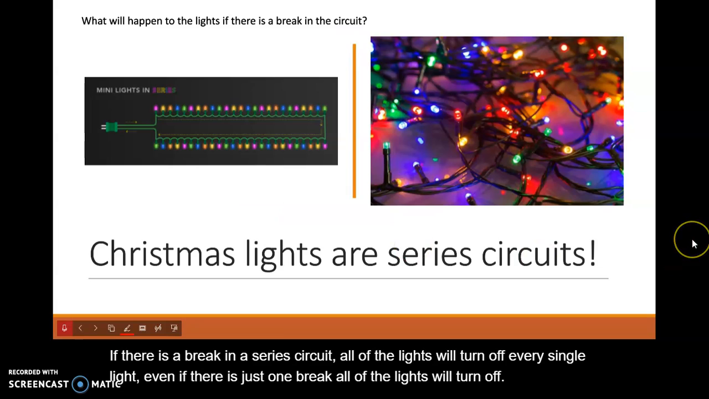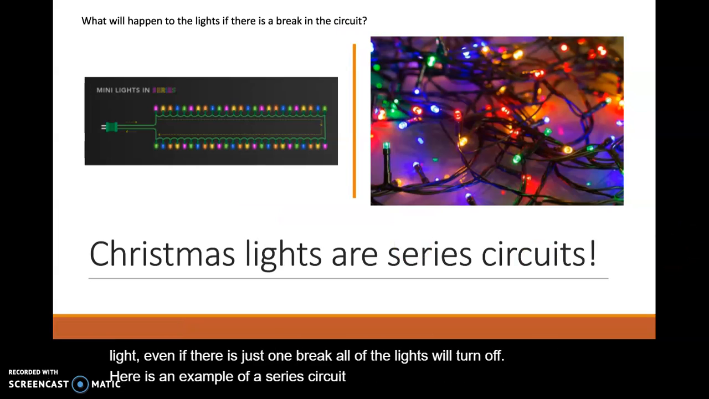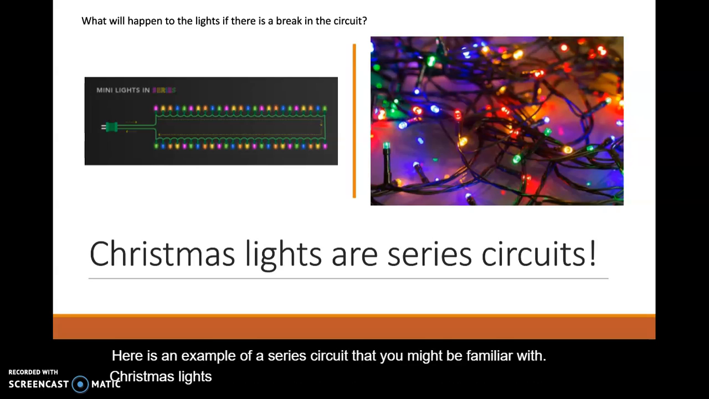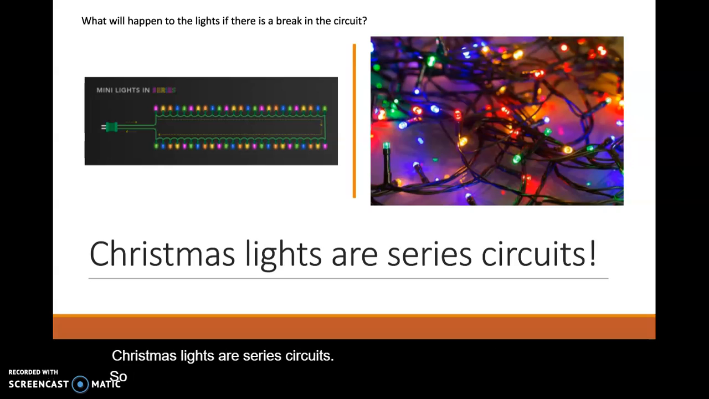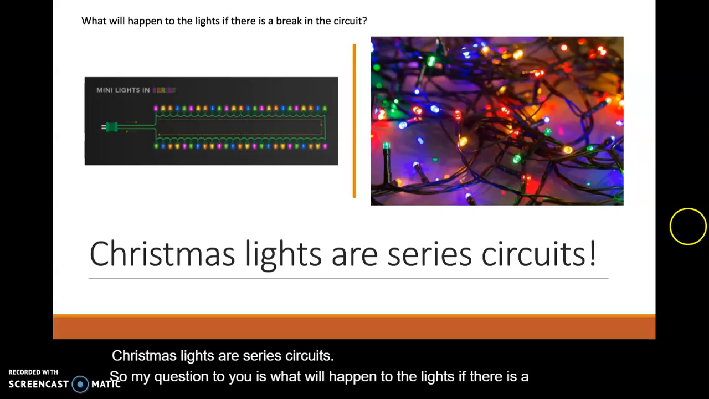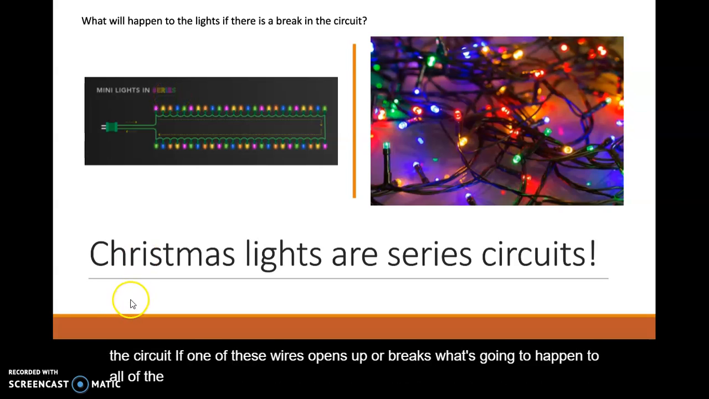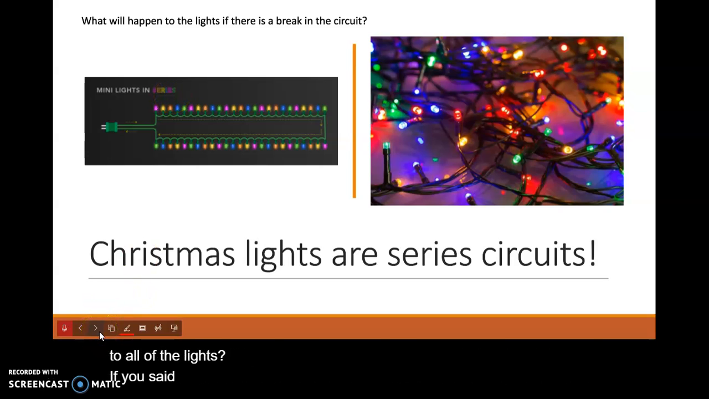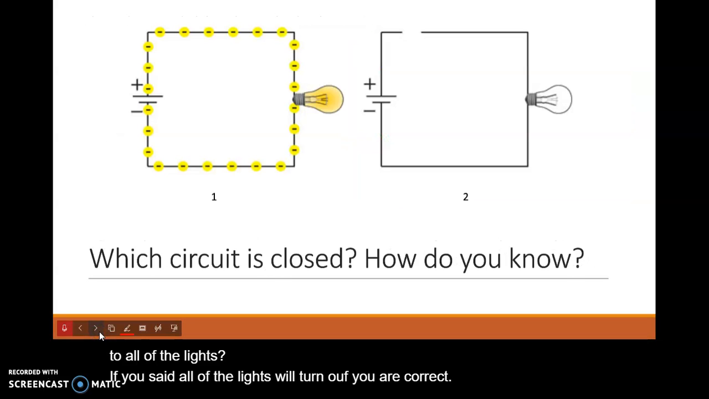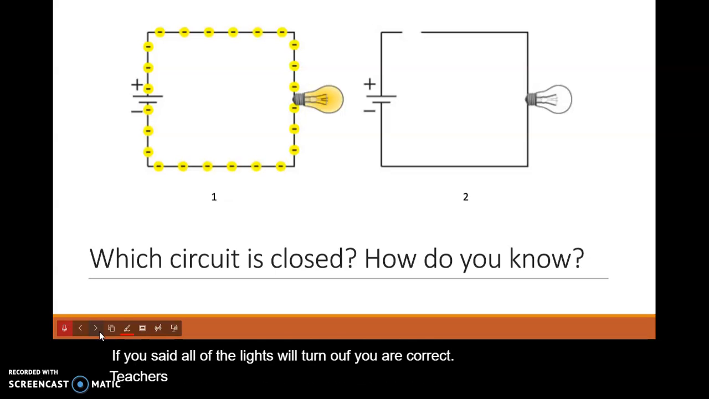Here is an example of a series circuit that you might be familiar with. Christmas lights are series circuits. So my question to you is, what will happen to the lights if there is a break in the circuit? If one of these wires opens up or breaks, what's going to happen to all of the lights? If you said all of the lights will turn off, you are correct. Teachers, pause here and ask students to tell you which circuit is closed and how do you know?